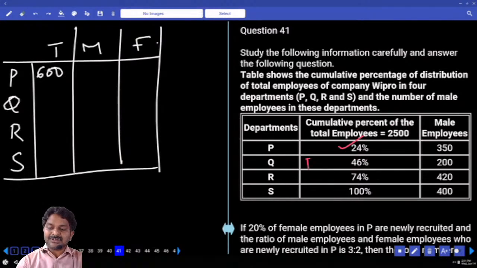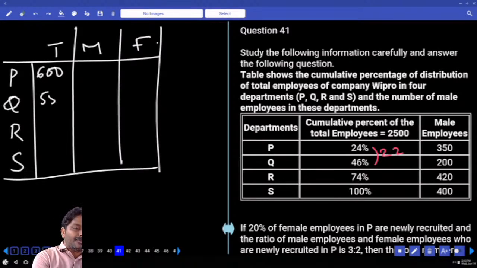24 plus Q. The sum of these two numbers is equal to 46, right? 24 plus which number will give you 46? 20. That means 2% less than the previous number, that means 50 less than the previous number, which is 550. What is the difference between these two numbers? 28. How many 4s are there in 28? That means this is 700 only.